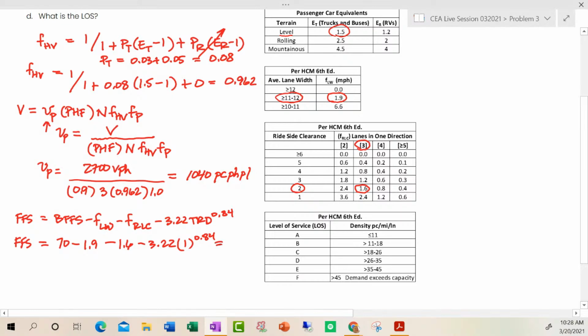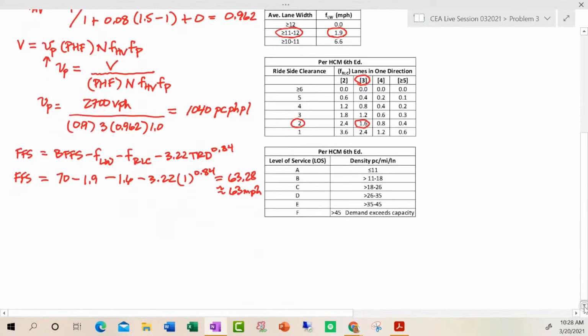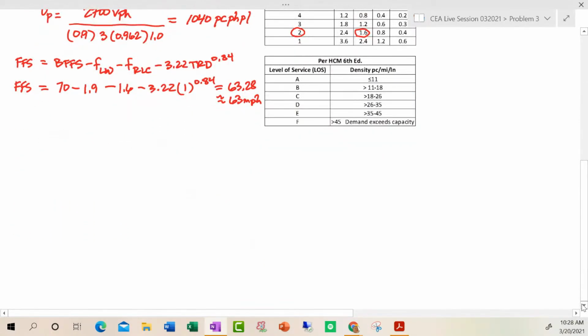Okay, so we go through that calculation. You should come up with 63.28 miles per hour, and we'll go ahead and round that down to just 63 mph. So there's our free flow speed. Now let's look at the next part of our calculation. We were asked to calculate the density. And again, this is more of a depth problem that you might have on a test.